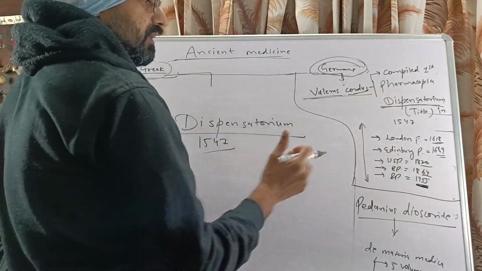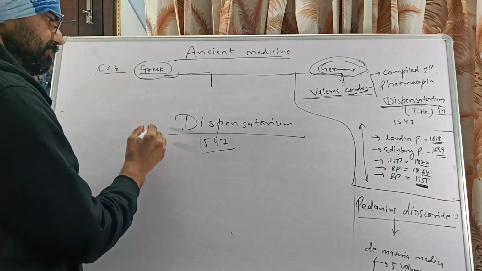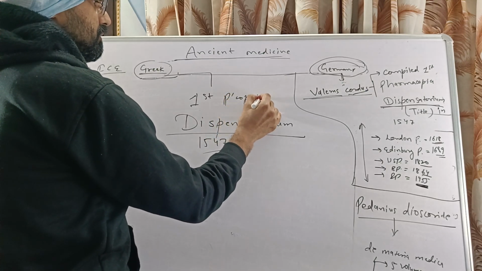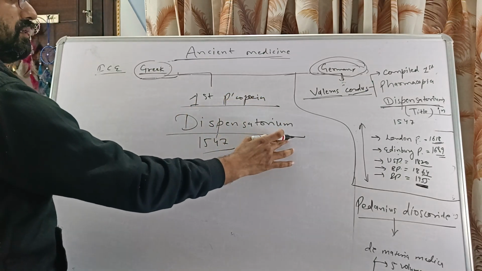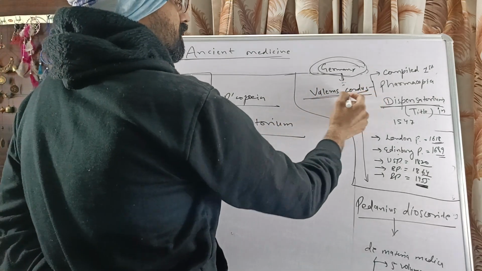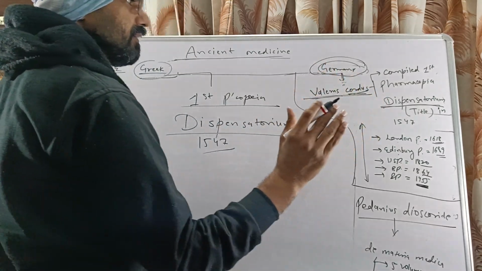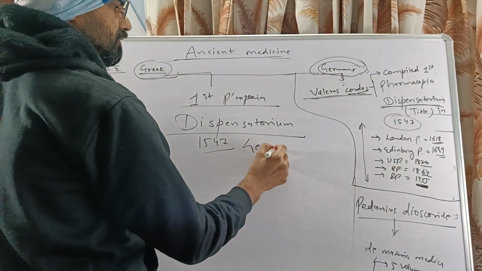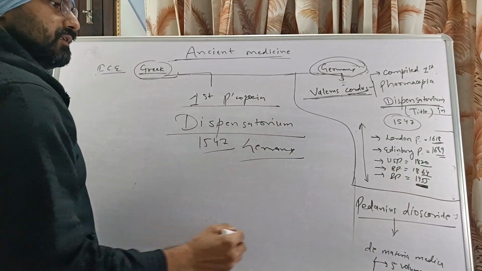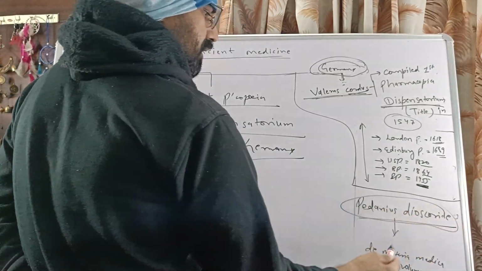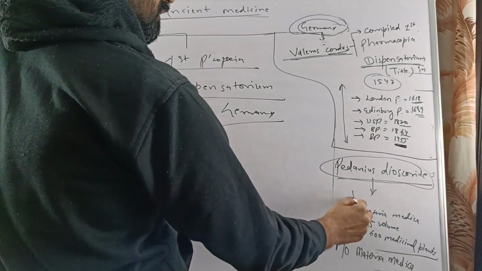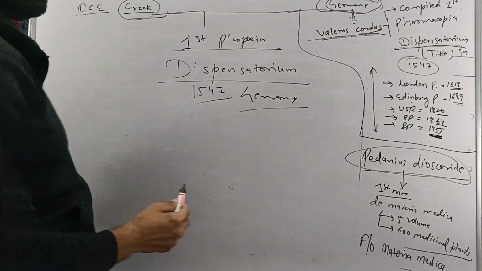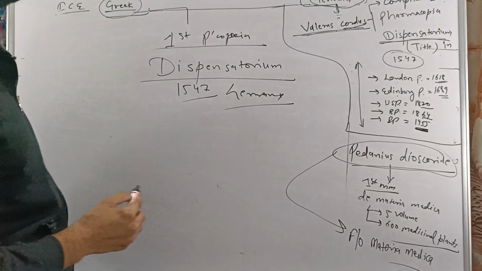So these were some pharmacopoeias, but the first pharmacopoeia was the Dispensatorium, compiled by Cordus in 1547 in Germany. And Pedanius Dioscorides compiled the first materia medica, De Materia Medica, and he is known as the father of materia medica.